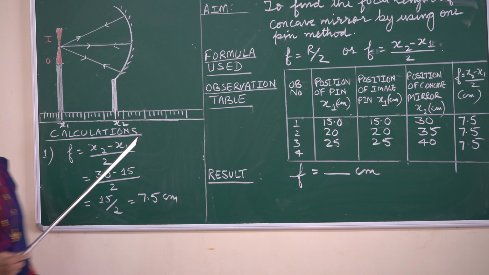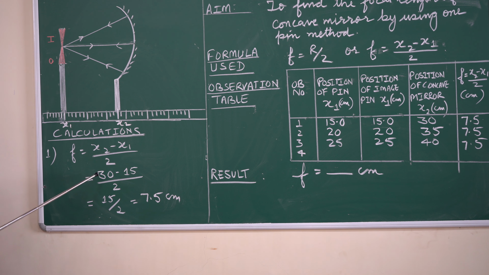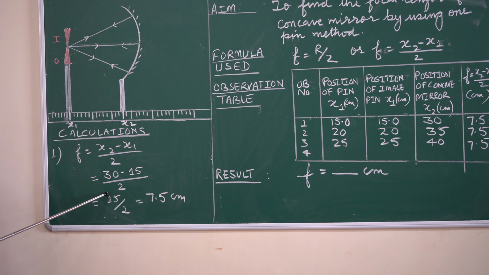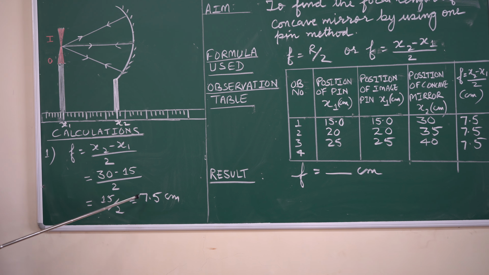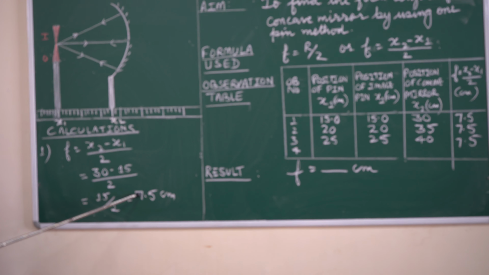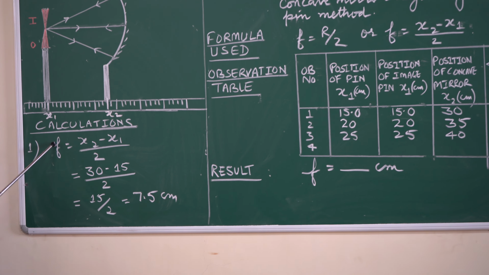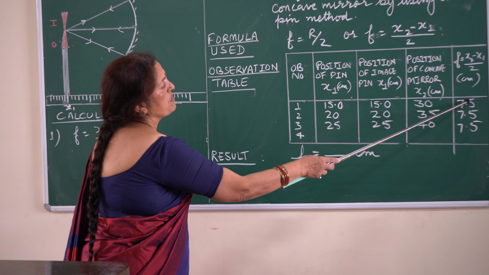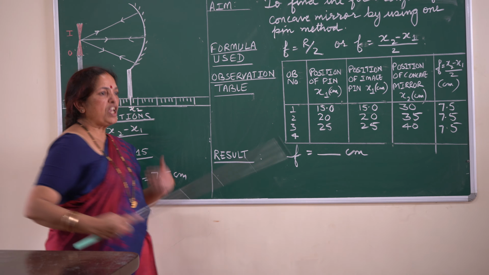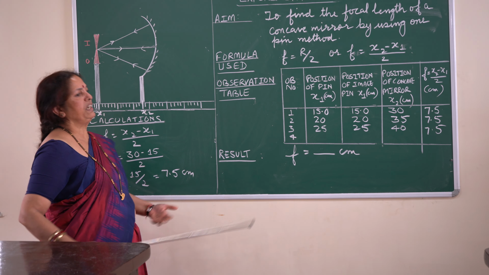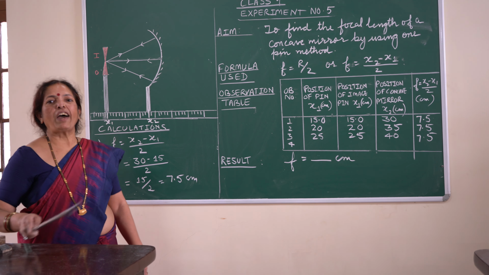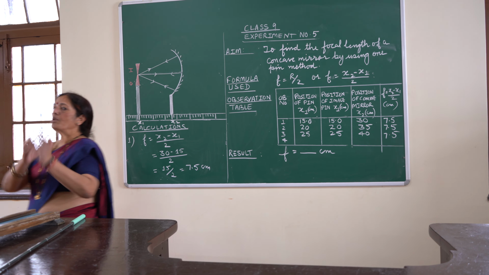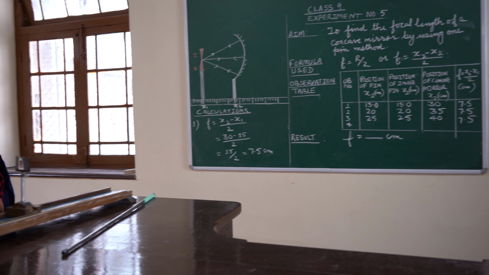So if I put these values in this calculation, 30 minus 15 divided by 2, which comes out to be 15 divided by 2, is equal to 7.5 centimeter. That means the focal length of the concave mirror is 7.5 centimeter, which I'll be putting in this observation table. I'll change the position of the object pin, and again I'll keep on finding out the value of the focal length. Now exactly on the apparatus how you're going to do that, I'm explaining to you now, right?